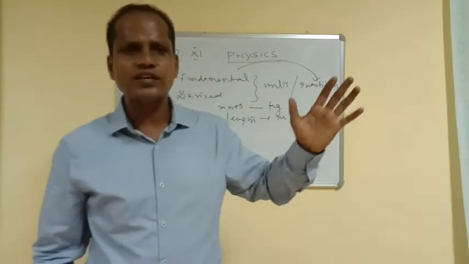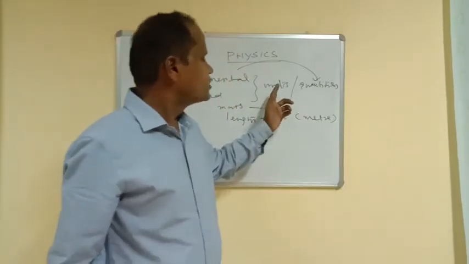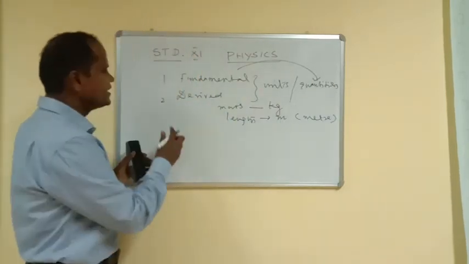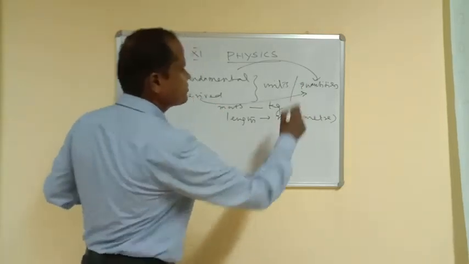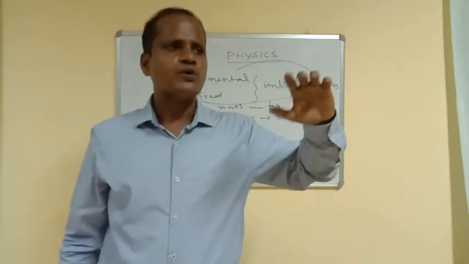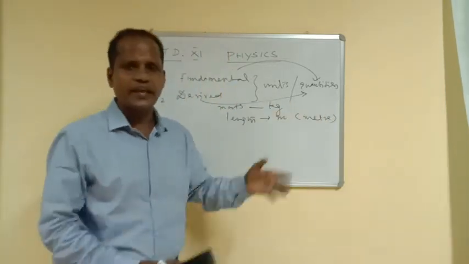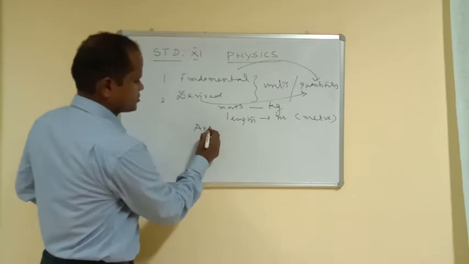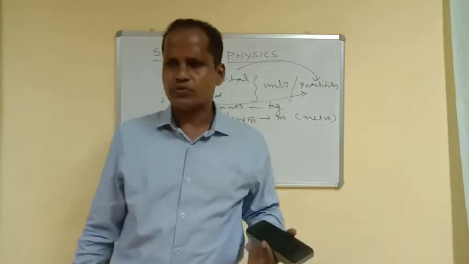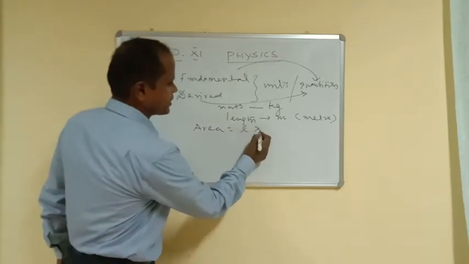So fundamental quantities are the basic quantities which are independent of one another. The units corresponding to fundamental quantities are called fundamental units. The second one, derived quantity. What do you mean by derived physical quantity? The quantities which are derived from fundamental physical quantities are called derived quantities. The best example is area. Take the area of a rectangular room. Here, length and breadth.